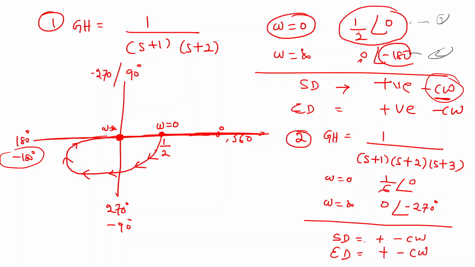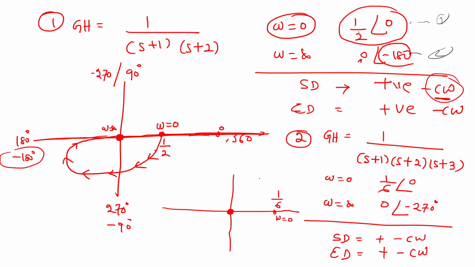Now you just make an xy line. You have to start at 1 by 6, at 0 degree, where omega equal to 0. At this point omega equal to 0, and you have to reach the 0 point, the origin. But I'm making it clockwise. Both the starting direction and the ending direction must be clockwise. So you cannot move in this direction, because this is anticlockwise.